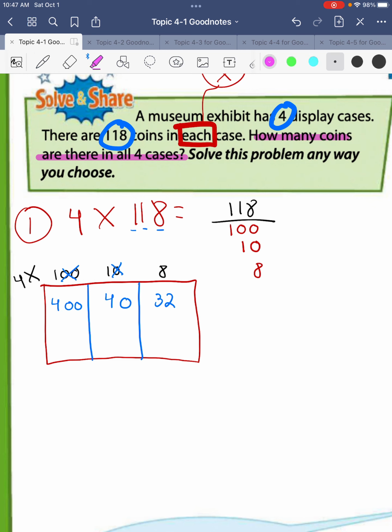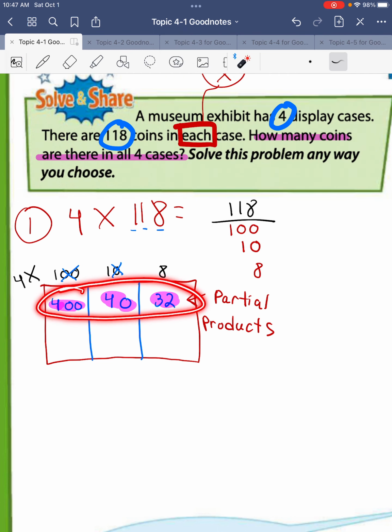Now, these numbers that we get inside our box, these numbers are called our partial products. So write it on the side, partial products. And it's very important that we remember what they are called, okay? The numbers inside the box after you multiply, they are called your partial products.